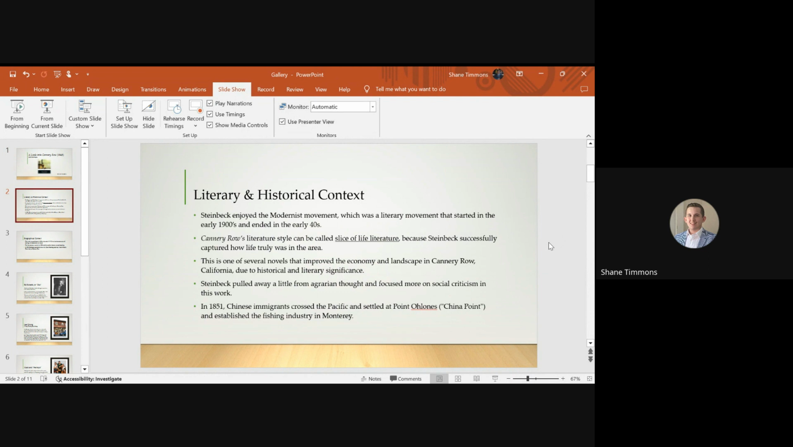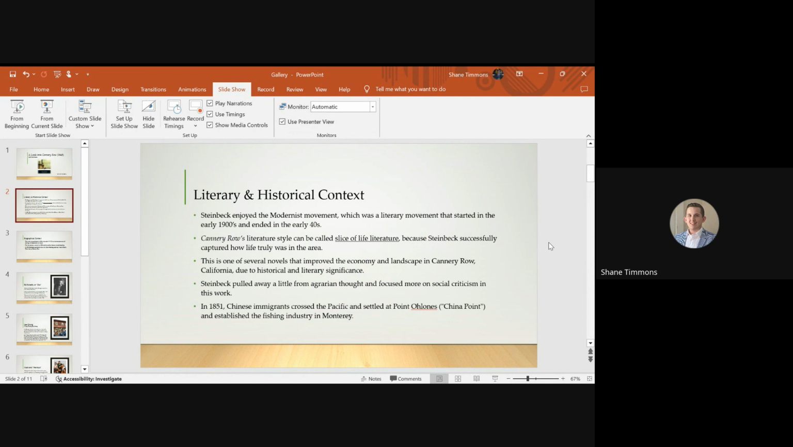This is because Steinbeck was known to successfully capture how life truly was in the eras that he was writing about. This is one of several novels that actually improved the economy and the landscape in Cannery Row, California, due to the historical and the literary significance. Most of these contributions are from Steinbeck himself. In Cannery Row, he started to pull away from agrarian, farming types of thinking, and focus more on what we call social criticism in this work.